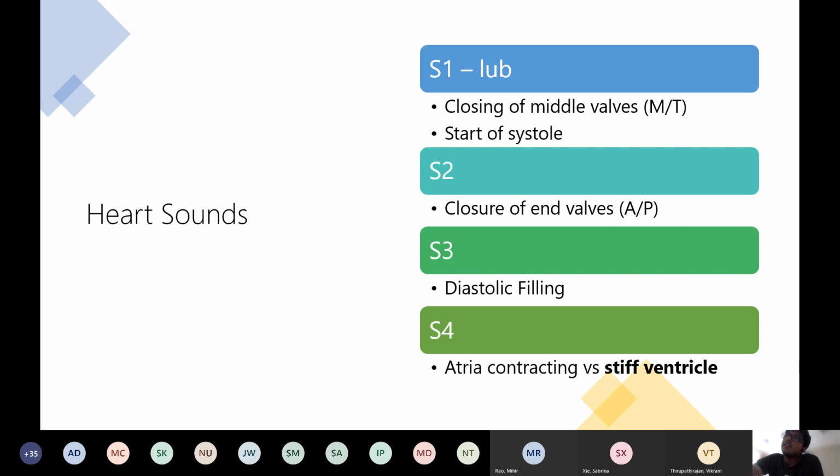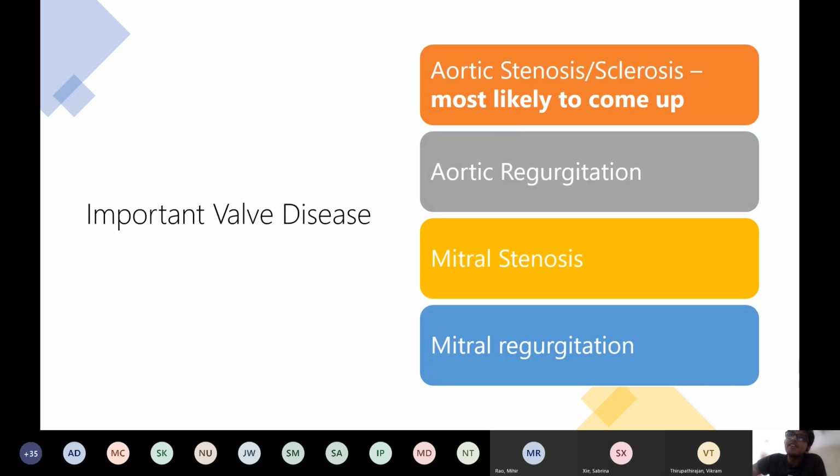In reality, the main heart sounds they'll ask you about in your exams are S1 and S2, but what they do love asking about are valve disease and murmurs. I know you don't have an OSCE, but a cardio exam in an OSCE is almost always an aortic stenosis murmur.